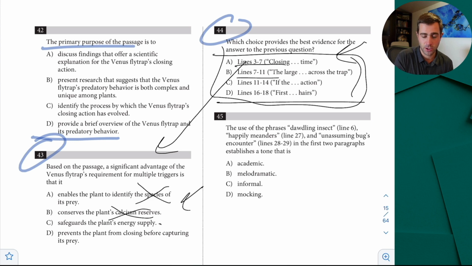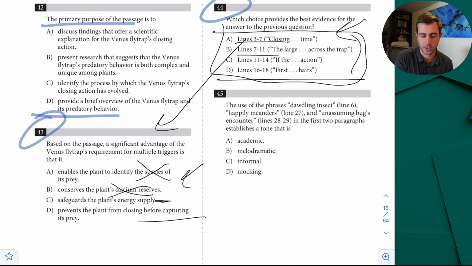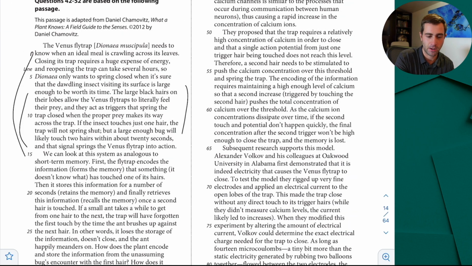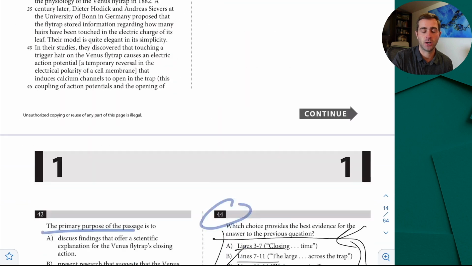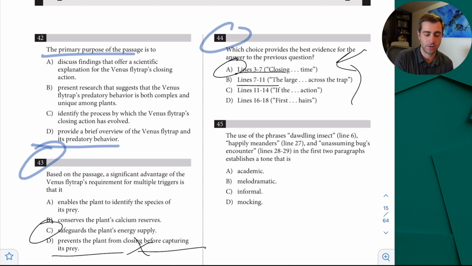"Safeguard the plant's energy supply." This looks to be correct. "Prevent the plant from closing before capturing its prey." Well, this doesn't make any sense because to capture the prey, we have to close. So it's going to have to be C here. And then as we go back up here, I'm pretty sure it's 3 to 7. Yep. Closing requires a huge expense of energy. So that's going to be the advantage to requiring multiple triggers: we are going to be saving ourselves a lot of energy. So that's going to be A and C down here.